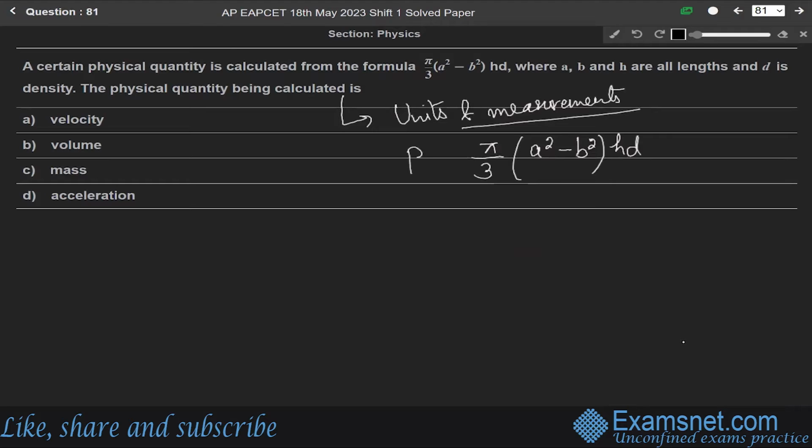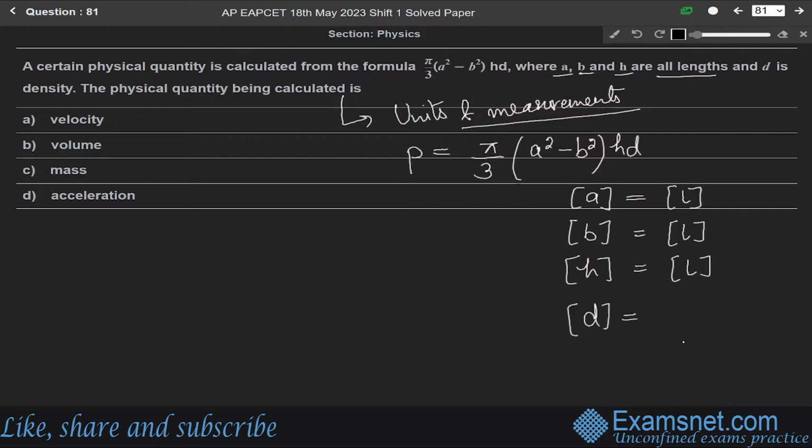Let us say this is equal to P. So according to the question, a, b and h are all lengths. Means a has the dimension of L, b also has the dimension of L, and h also has the dimension of L. And d is the density, means d has the dimension of density. Density equals what? Mass over volume. So M over volume means L cube, means M L to the power minus 3.